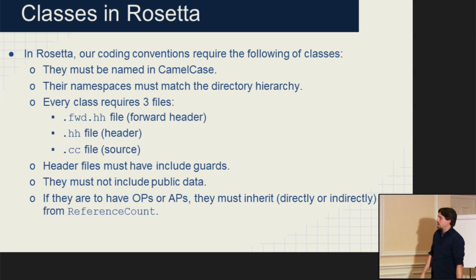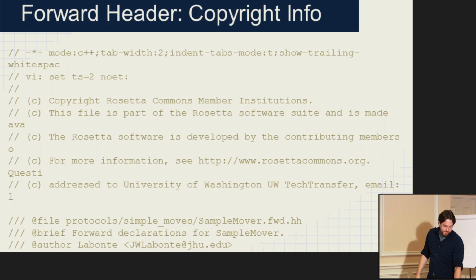Header files have to have include guards. That includes the forward header and the header file. You've probably seen these before, but I'll go into detail about what they are in a little bit. And remember, you must not have public data. We don't allow public data in Rosetta. And then finally, if you're going to have any owning pointers or APs, and you almost certainly should have some OPs, your class needs to inherit from ReferenceCount. It doesn't have to be directly. It could be through something else, but as you go all the way up, you should eventually get to a ReferenceCount.